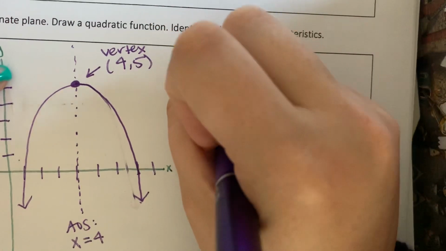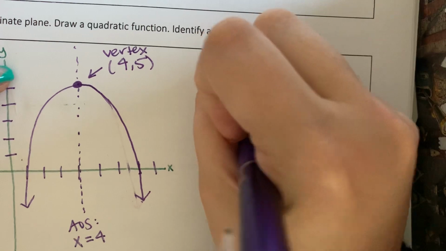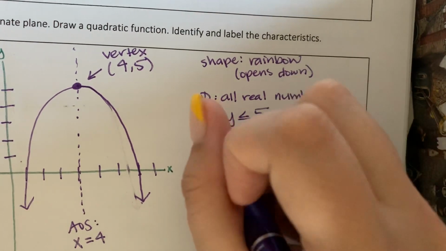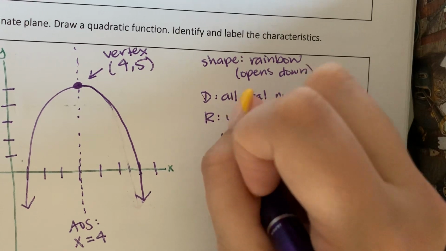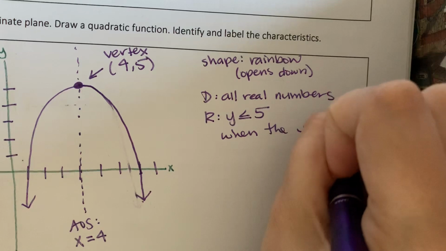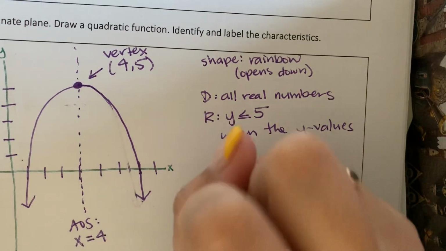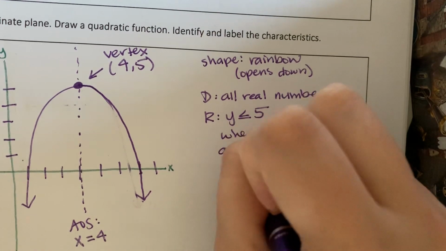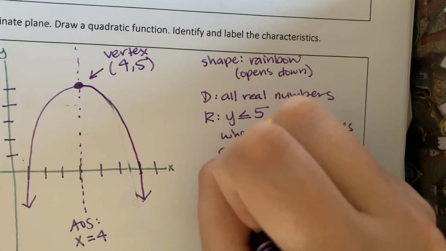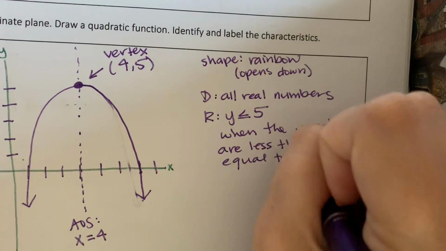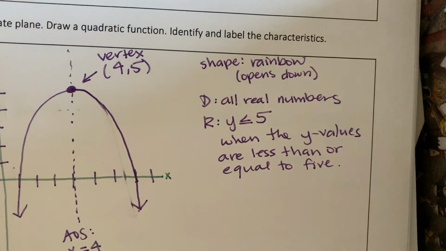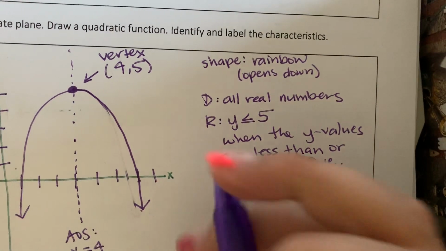So I can either write it as when y is less than or equal to 5, or in words, when the y values are less than or equal to 5. You can write it either way. And then the behaviors.